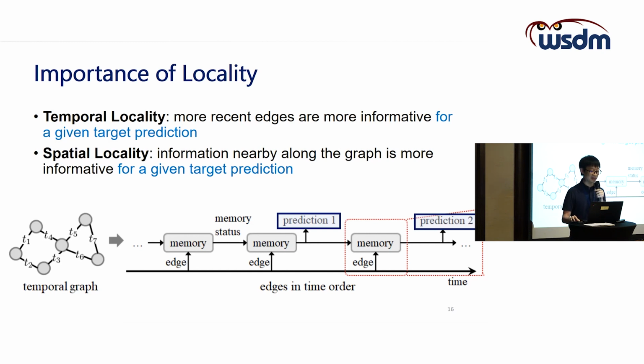Okay, spatial locality is quite similar, but it means that the information nearby along the graph is more informative for a given target prediction. Once again, let's look at an example of this node here at the top. You can see that the one-hop neighborhood consists of these two nodes. These are the nodes that are most spatially local to the top node, as compared to this node at the left here. It's very far away, so this is less spatially local. So that means we will want to give greater importance to the nearby nodes as compared to this one.